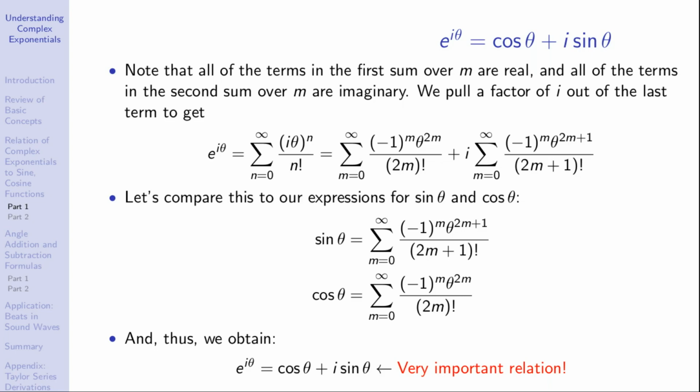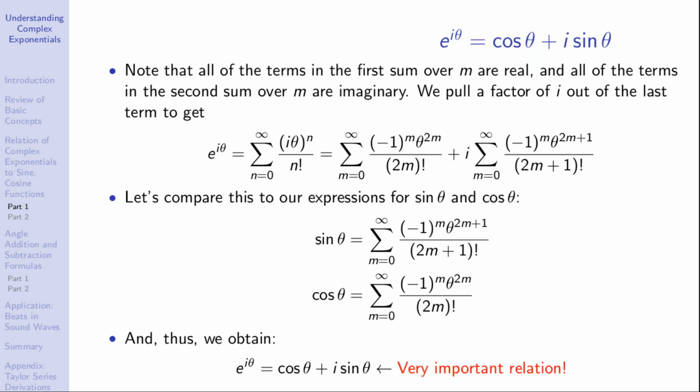Now, let's compare this to our expressions for sine θ and cosine θ. So we have that sine θ is equal to the sum over m from 0 to infinity of (-1)^m θ^(2m+1), divided by (2m+1) factorial. And we have that cosine θ is equal to the sum over m from 0 to infinity of (-1)^m θ^(2m), divided by (2m) factorial.